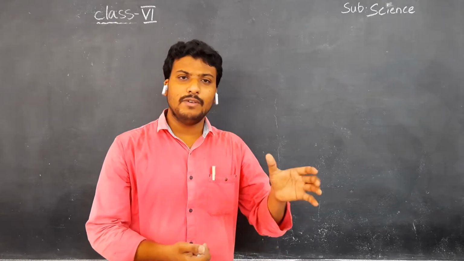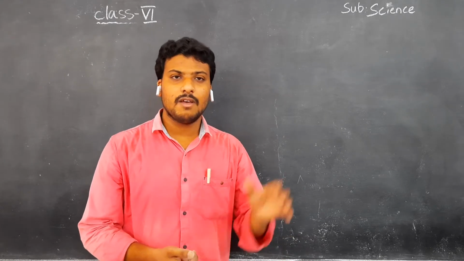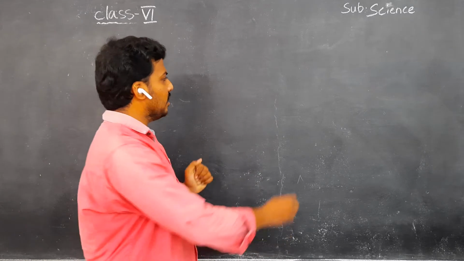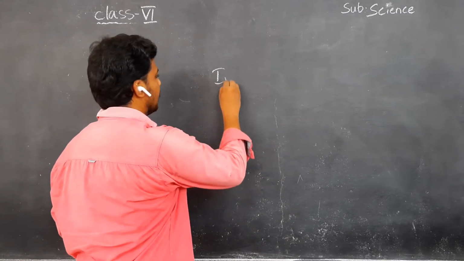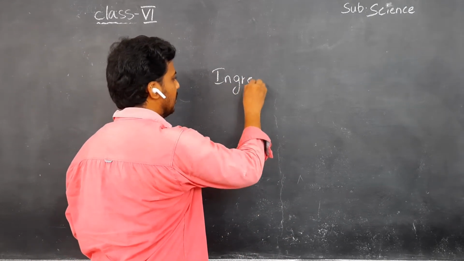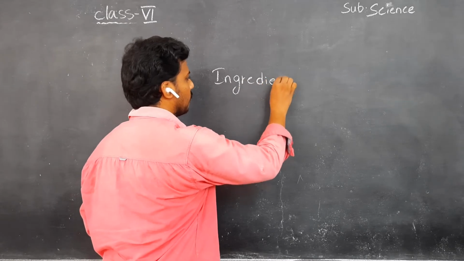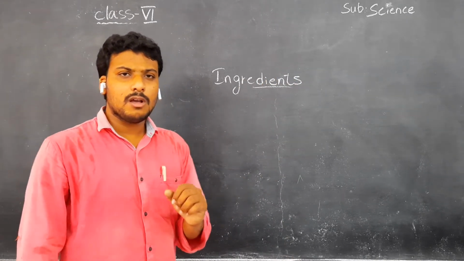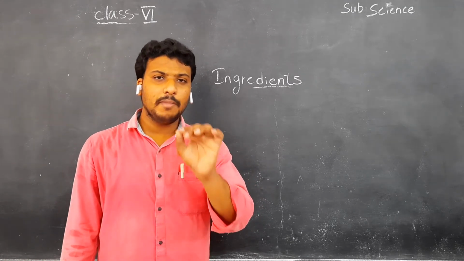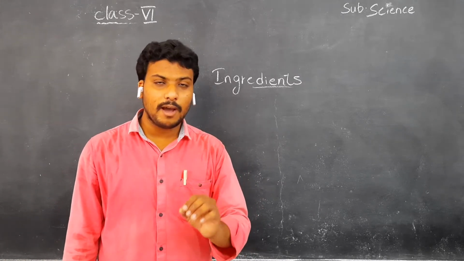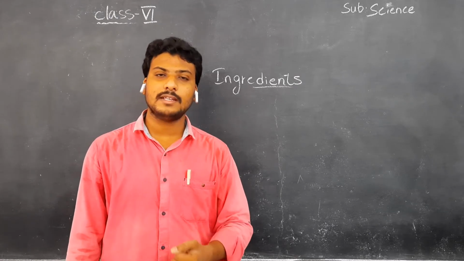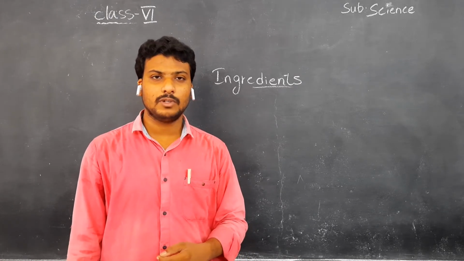Right now we will discuss in clear from starting onwards, that is the ingredients. I already discussed what are ingredients, children. The materials which are required to cook food or to prepare food are known as ingredients, children.